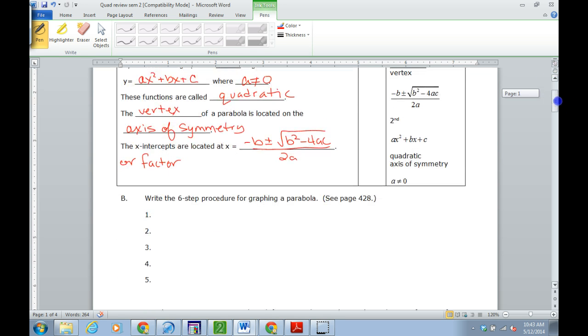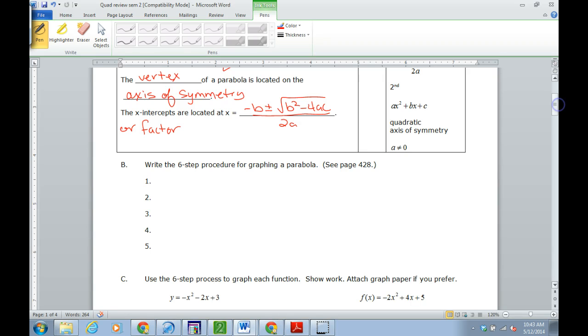So there are 6 steps to graphing a parabola. The first step you need to remember is that you need to determine if it opens up or down. If it opens up, your a value is going to be greater than 0. If it opens down, your a value is going to be less than 0.